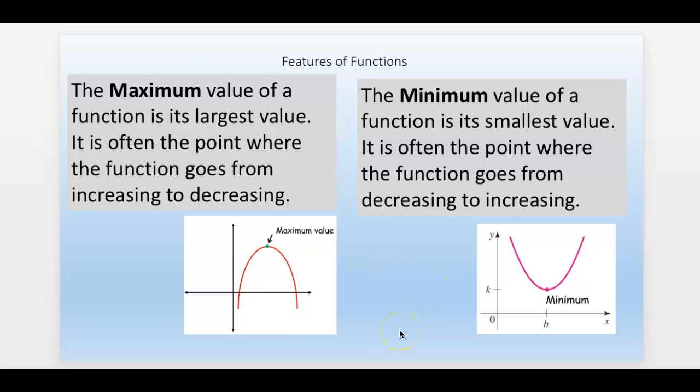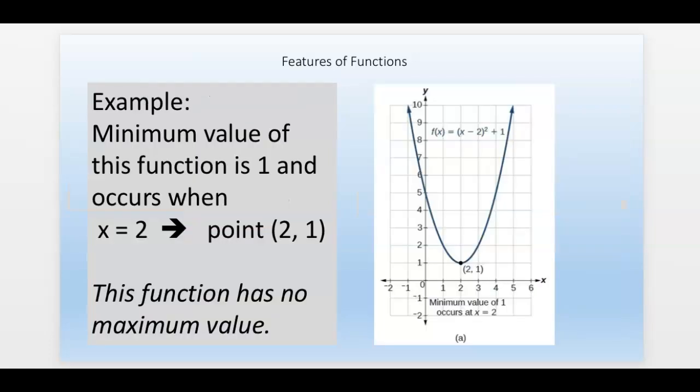The minimum value, on the other hand, is the smallest value, of course. It's the smallest y value. That's the smallest value of the function. And it's often where the function goes from decreasing, boom, to increasing. That's the minimum point.